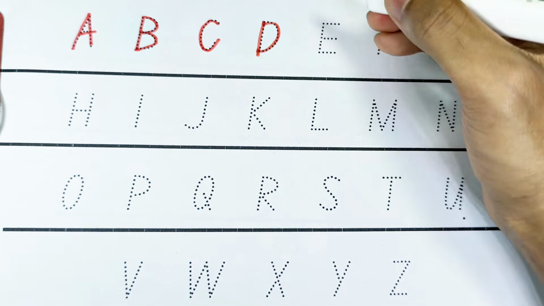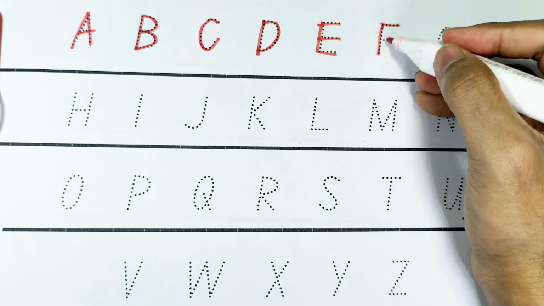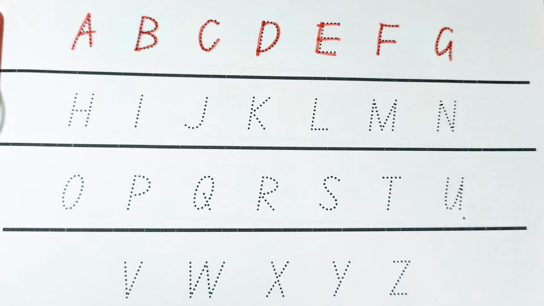C for cat. D for dog. E for egg. The next one is F, exactly. F for fish. G for God. The next one is H for hand.